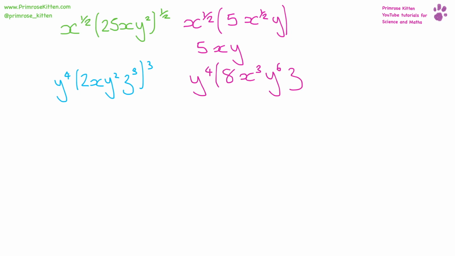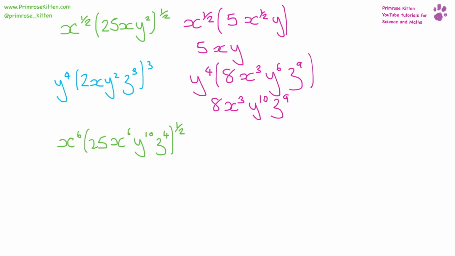z cubed to the power of 3 is like z cubed times z cubed times z cubed. With indices, we need to multiply them. That gives us the power of 9. So that gives us 8x cubed. y to the 4 times y to the 6, we need to add the indices, giving us y to the 10, z to the 9.